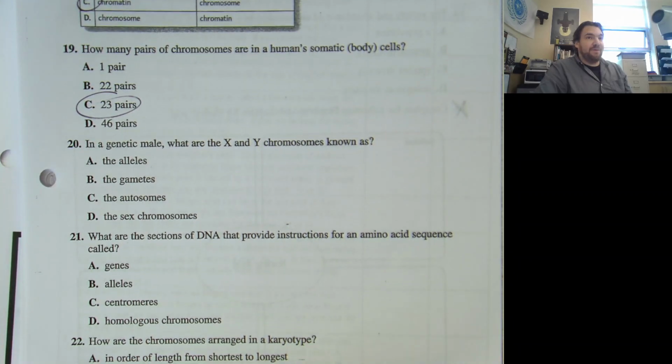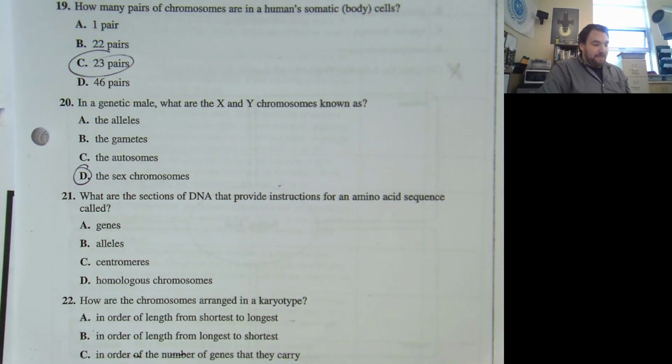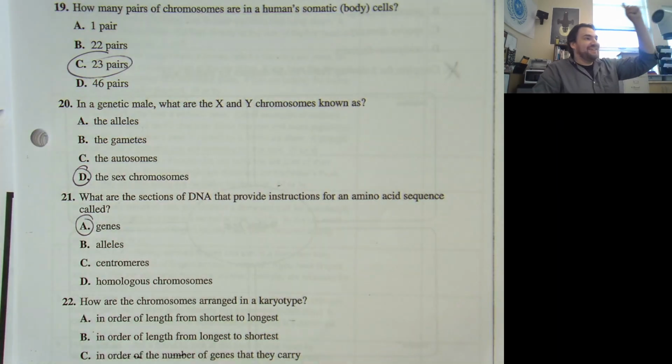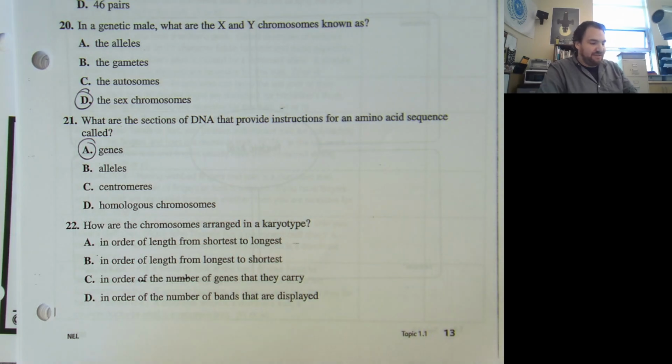Just because that back table wants to answer doesn't mean that all of you can't answer too. I know you have a voice, Sarah. Number 20, in a genetic male, the XY chromosomes are known as D, sex chromosomes. Number 21, what are the sections of DNA that provide instructions for an amino acid sequence called? G is not an option. Genes, letter A. Yes, Kaylee, you are correct. The answer is A, genes.